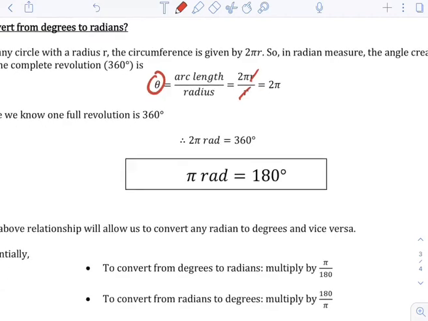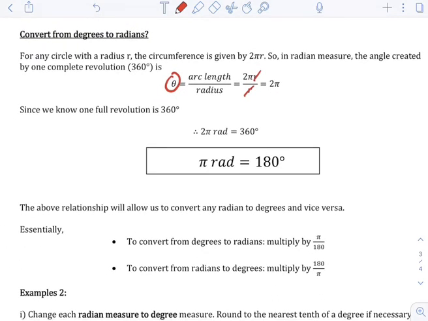Makes sense. So since we know one full revolution is 360 degrees, I know that 2 pi is equal to 360 degrees. And if I divide both of those by 2, I'm left with this relationship here: pi radians is equal to 180 degrees. We're going to use that relationship to do our calculations to convert from one to the other. Because if I know this, I can divide both sides by pi, or I can divide both sides by 180 in order to get 1 radian, or 1 degree. So I can get my multiplier by that.